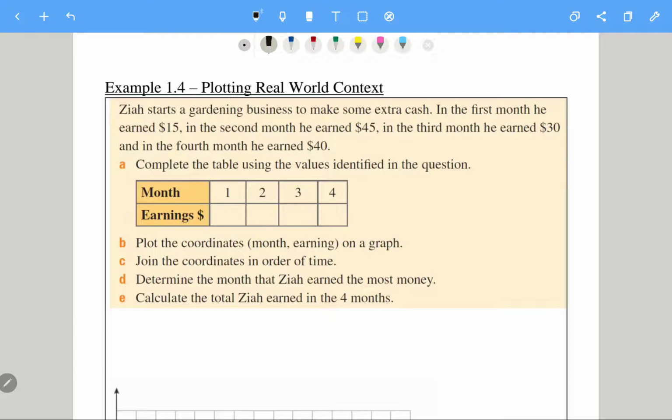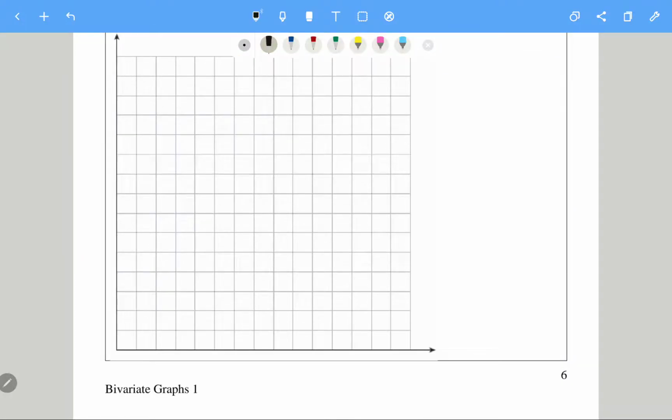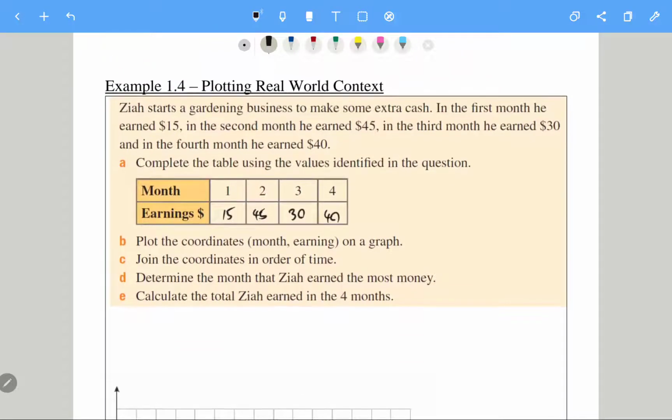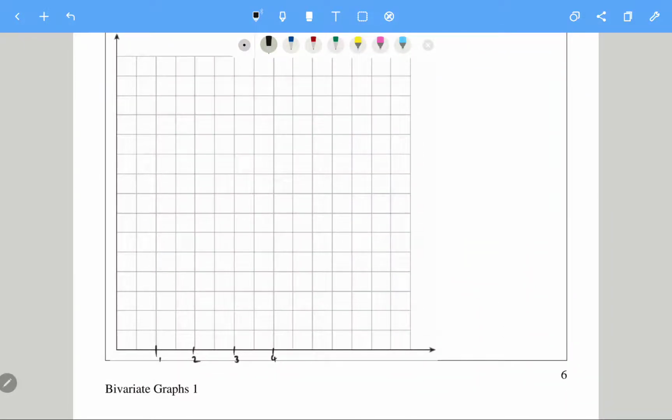So, in the first month, he earned $15. In the second month, he earned $45. In the third, $30. And in the fourth, $40. And we can read that all in that sentence. Now it wants us to plot the coordinates, month, earnings on a graph. So, along the x-axis, I'm just going to go 1, 2, 3, 4. Why? Because this is my months.